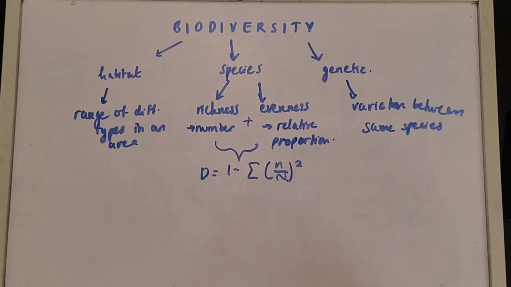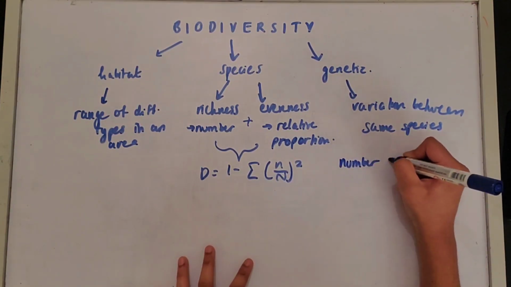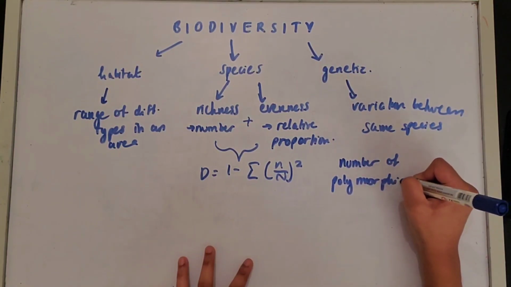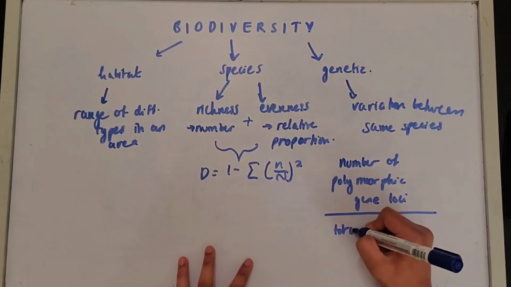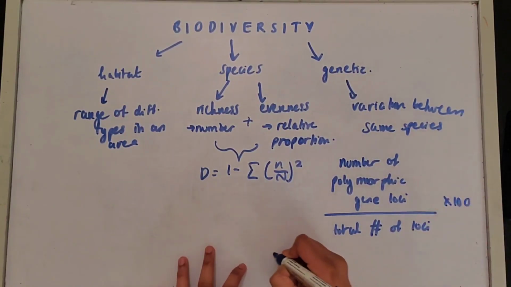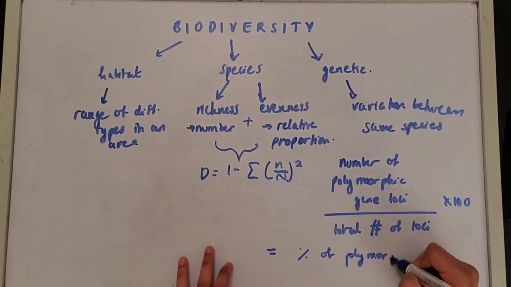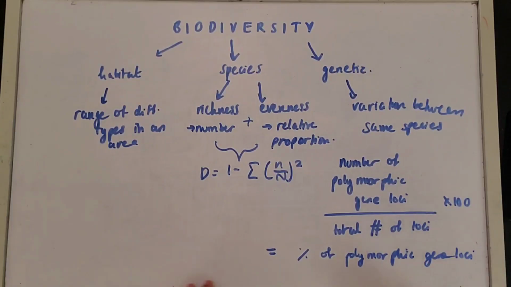as there are a large number of polymorphisms present. You can work this out by using the number of polymorphic gene loci divided by the total number of loci times 100, as it's a percentage, and this will give you the percentage of polymorphic gene loci, and the higher the better, essentially. The higher the genetic biodiversity, that's basically better.